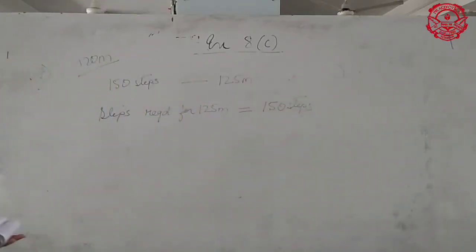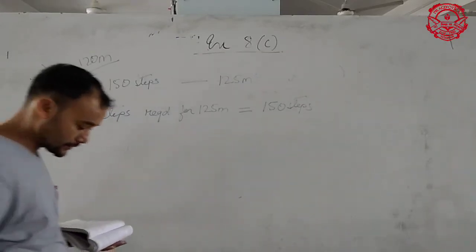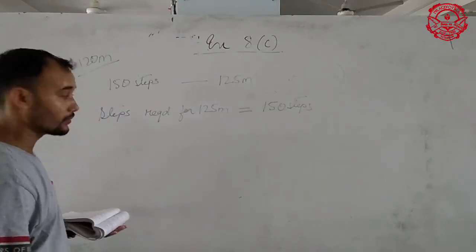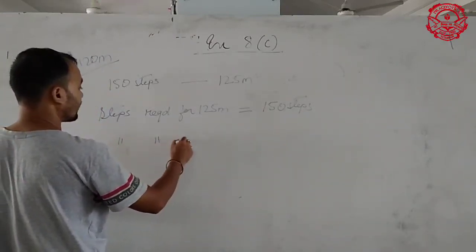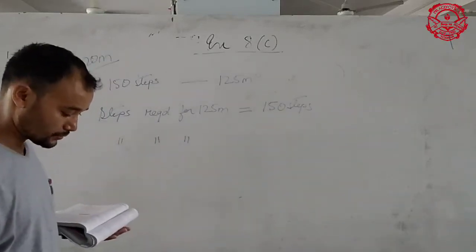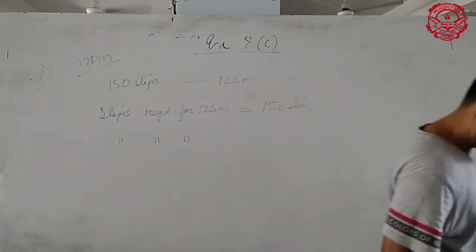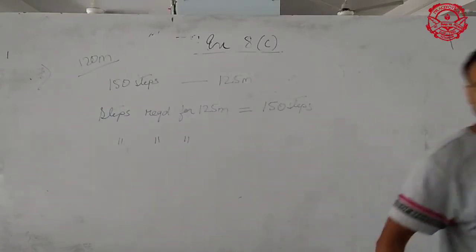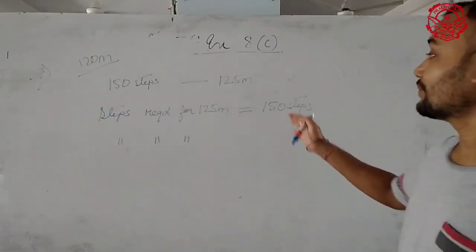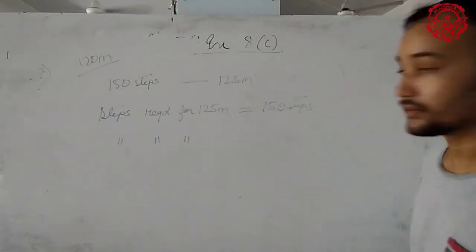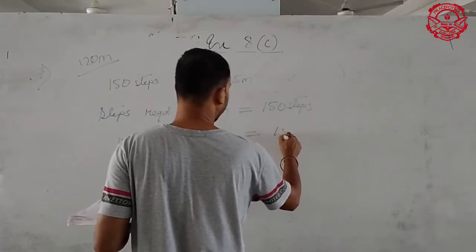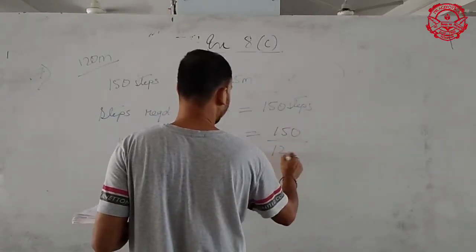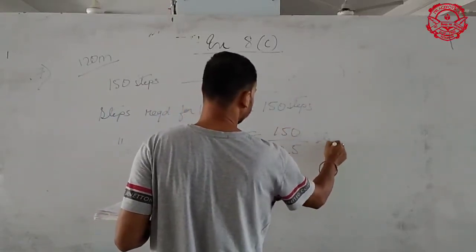Now calculate the distance he can travel at one step. This is one step. What is the distance? Okay. The steps required for 1 meter. This is 1 meter. Suppose this is 1 meter. I took 3 steps. So what amount of steps Hirsch would take? Okay, steps required for 1 meter will be 150 by 125 steps.